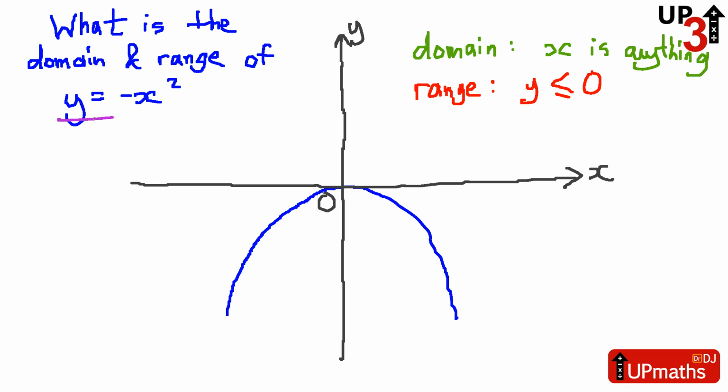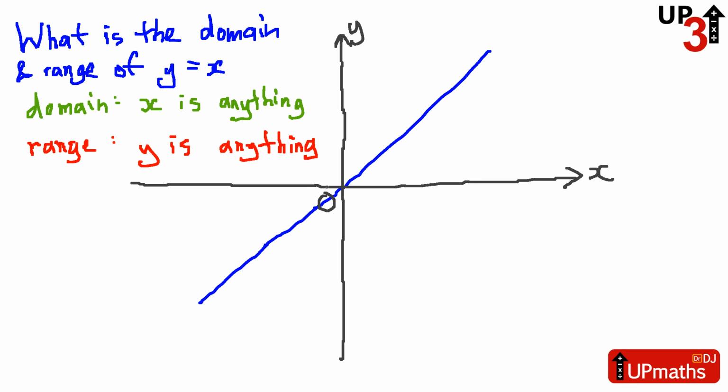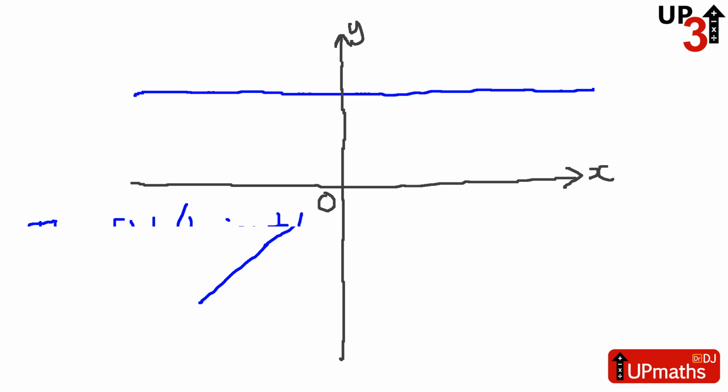Let's do another one. What's the domain and range of y equals minus x squared? Again, x can be anything along here. So the domain, x can be anything. And the range, y is less than or equal to 0. What's the domain and range of y equals x? The x can be anything and y can be anything. So the domain is x can be anything, the range is y can be anything.